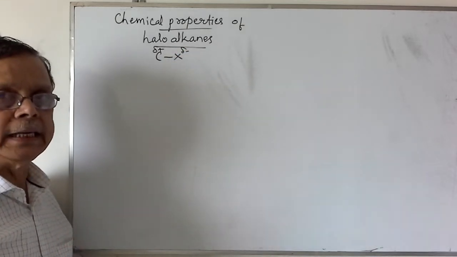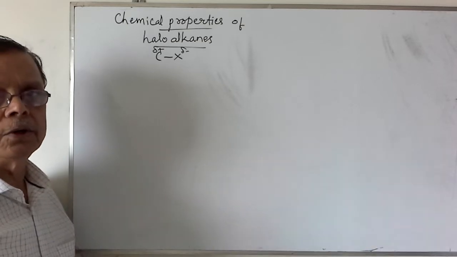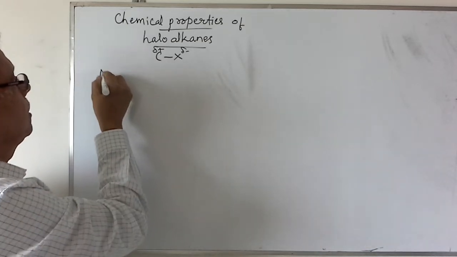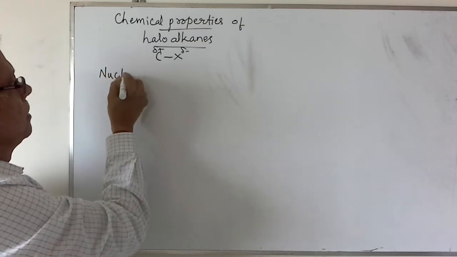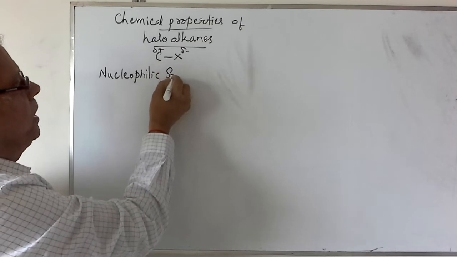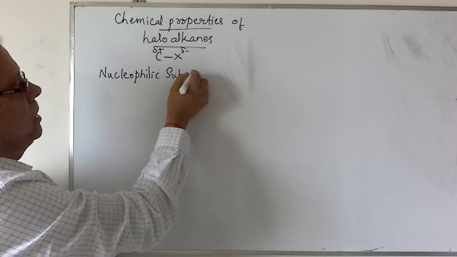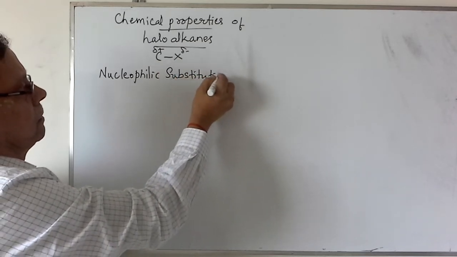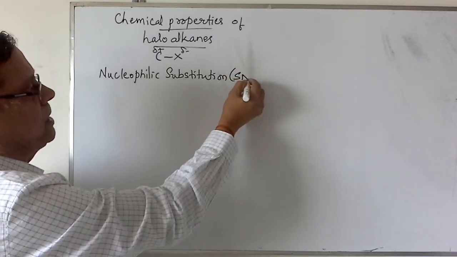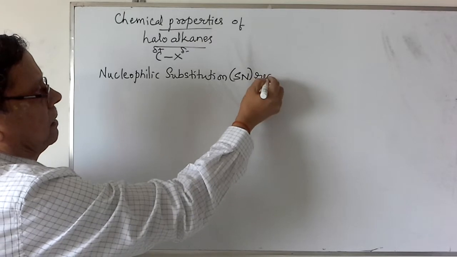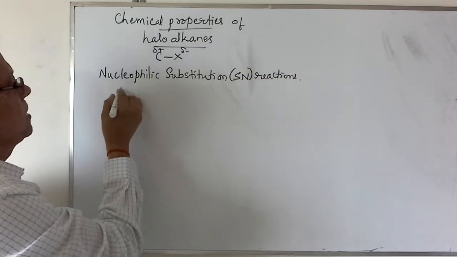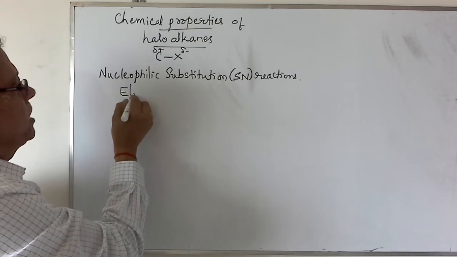Because of this polarity, they usually undergo mainly two types of reactions. One type of reaction is called nucleophilic substitution reactions. These nucleophilic substitution reactions are also named as the SN reactions. The other type of reactions are the elimination reactions.